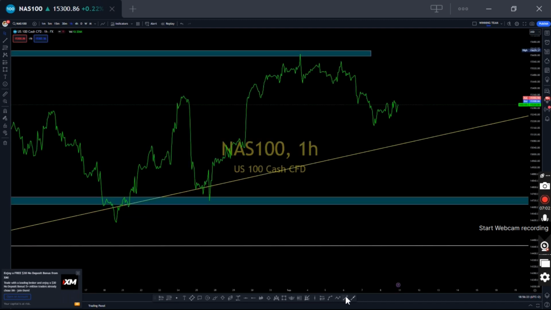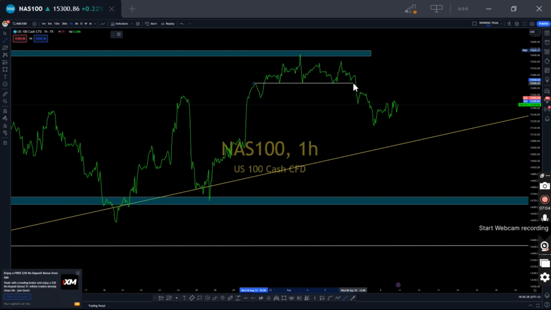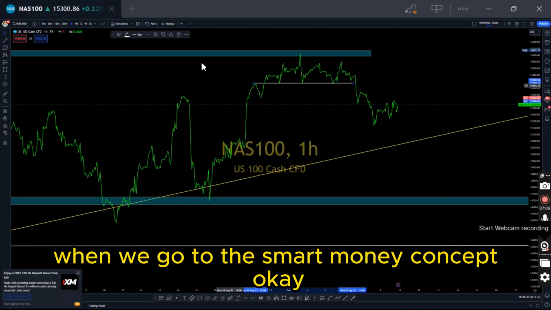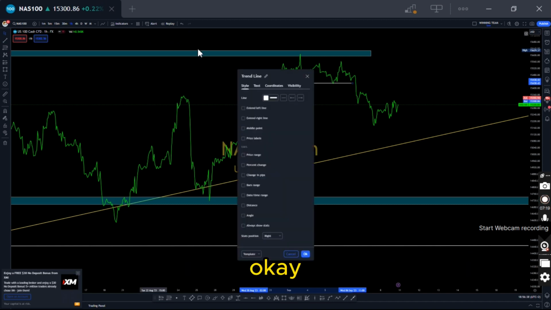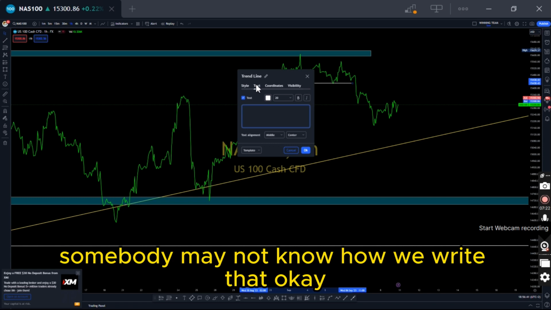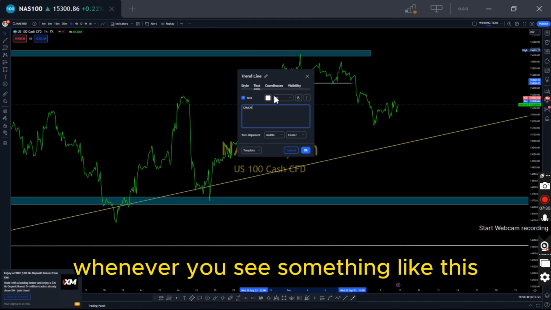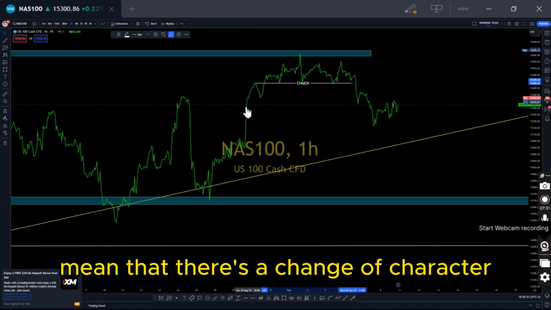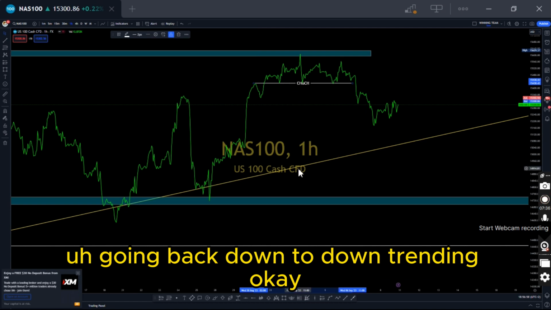1 hour, and you can see, guys, if we take our trend line and draw it here, we have a nice change of character there when we go to the smart money concept. That's a nice change of character there. Somebody may not know how we write that. Whenever you see something like this, guys, that only means that there's a change of character. The market is changing from being uptrending, going back down to downtrending. So we're gonna be checking that.